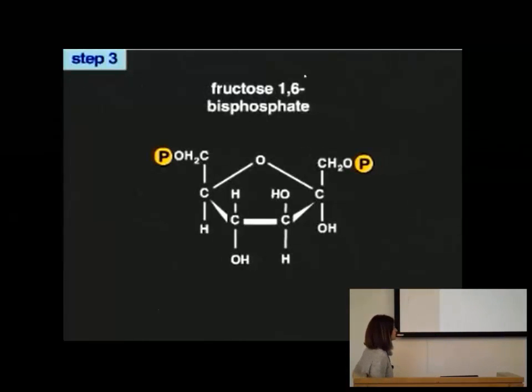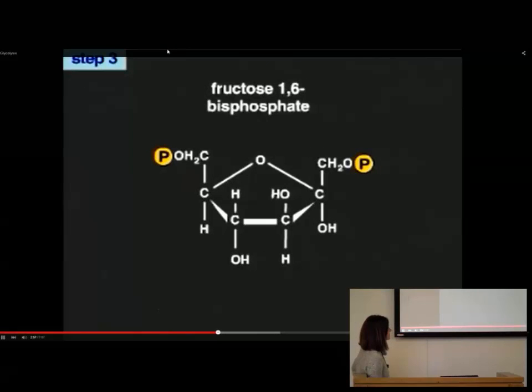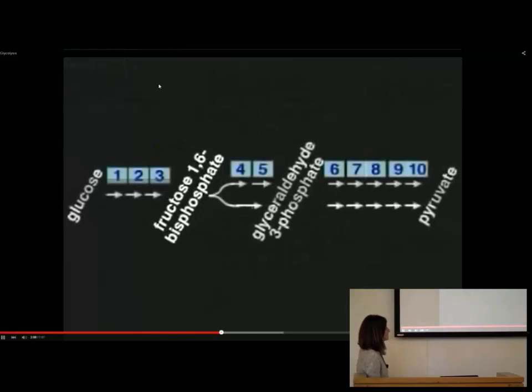Now we're going to chop it. The phosphorylations in steps 1 and 3 represent an investment of energy that will be paid back in the later stages of the pathway.